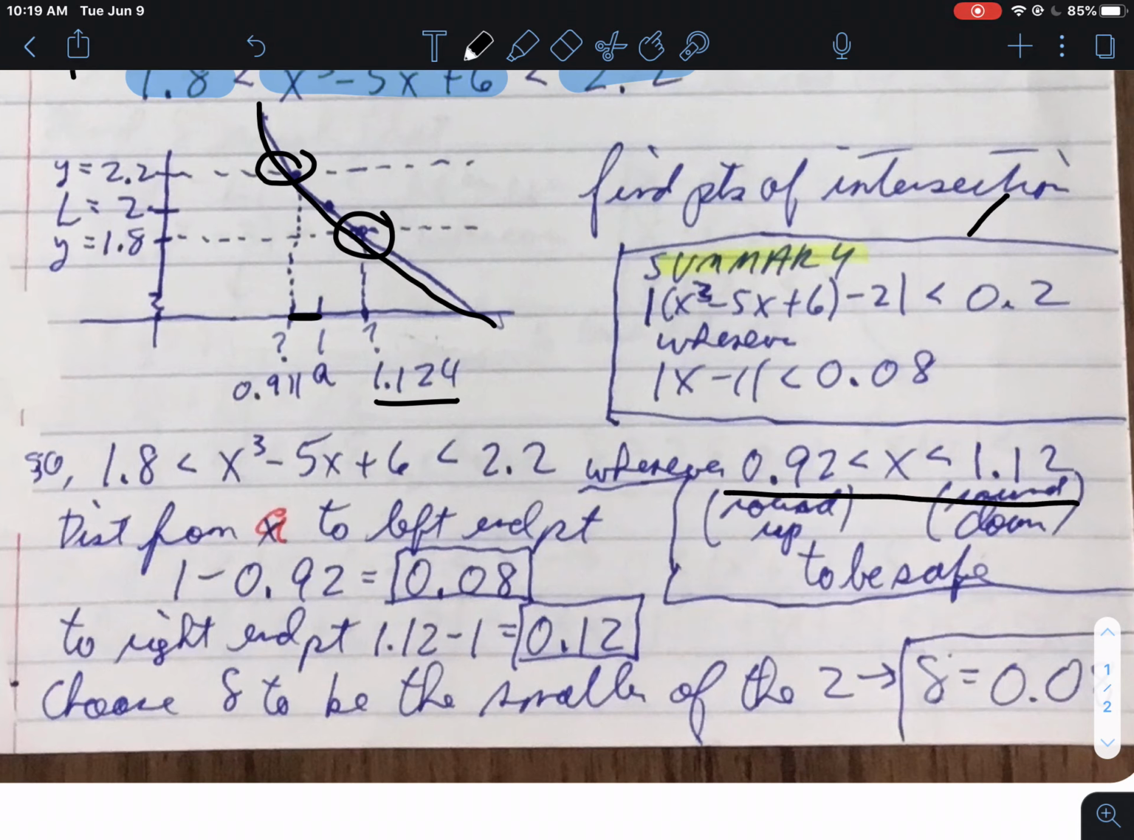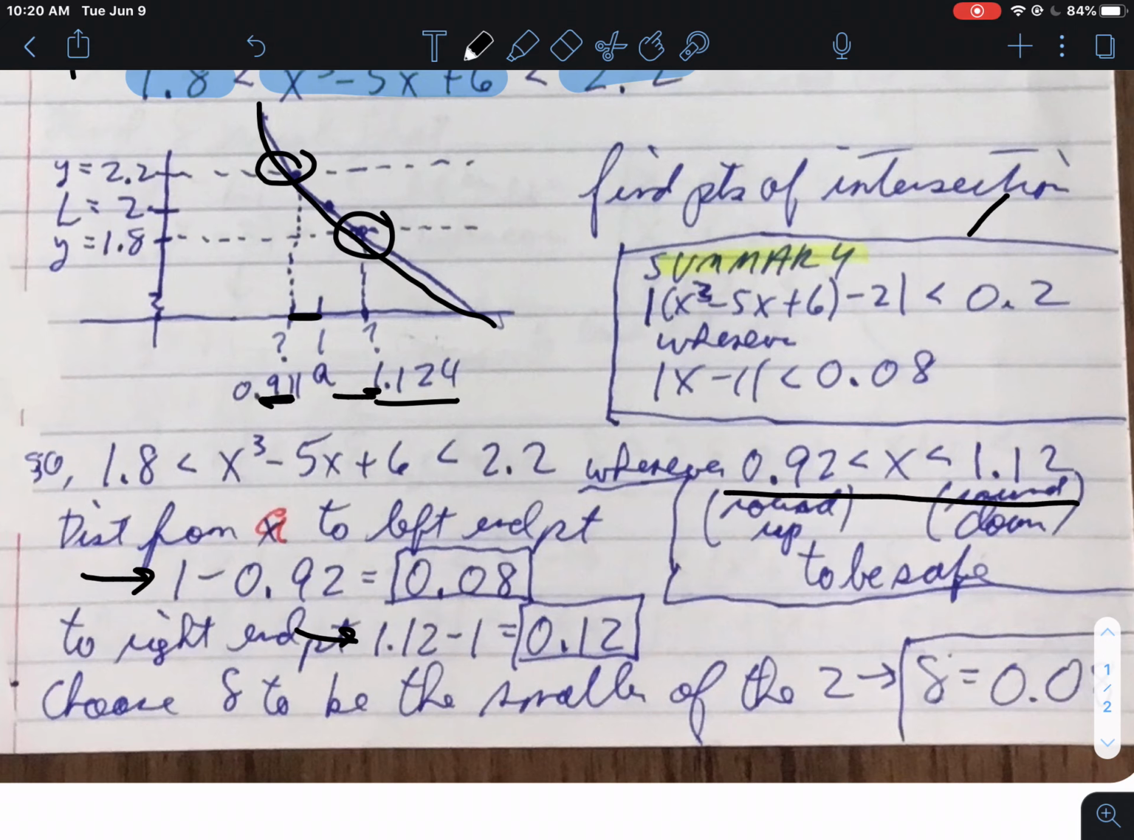We need to choose that distance between x and a that's uniform. I want the same number on both sides, same distance on both sides. So what we'll do is find the distance between x and a on the left. The distance between 1 and 0.92, on the left of 1, our a value, is 0.08. And on the right side, the distance between 1.12 and 1 is 0.12. Right? So I'm a distance of 0.08 on the left. I'm a distance of 0.12 on the right in our interval. But we want that to be uniform.